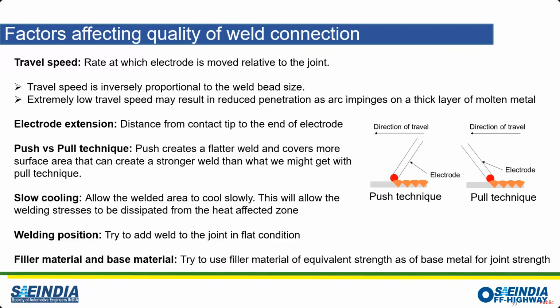Then quick tips: slow cooling is required. Whenever you weld some of the parts together, try to spare some time so that the cooling is happening slowly, so that all the heat dissipation is happening through your heat affected zones, so that your strength is not compromised and there is no additional brittleness added to the connection. Then position of the weld: try to keep it in flat position.